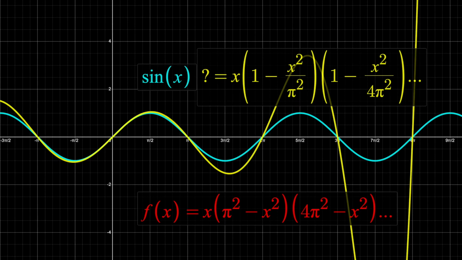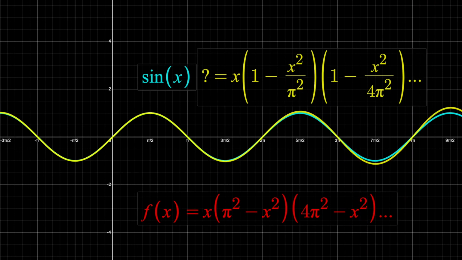And of course this is not a proof, but it's a nice visual representation of what's going on. So this is like 100 factors, 1,000, and this is 10,000. So it basically converges, or it looks like it converges.